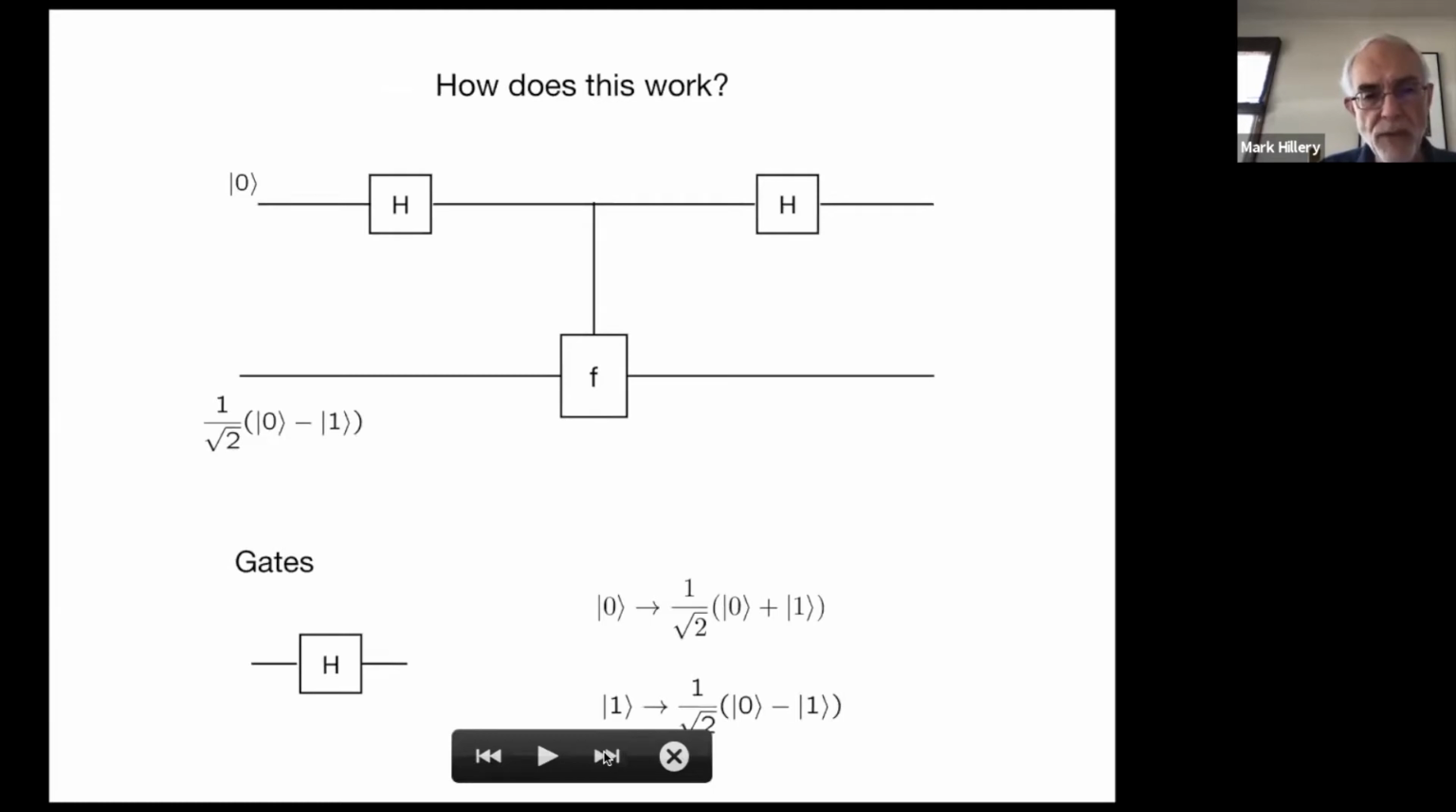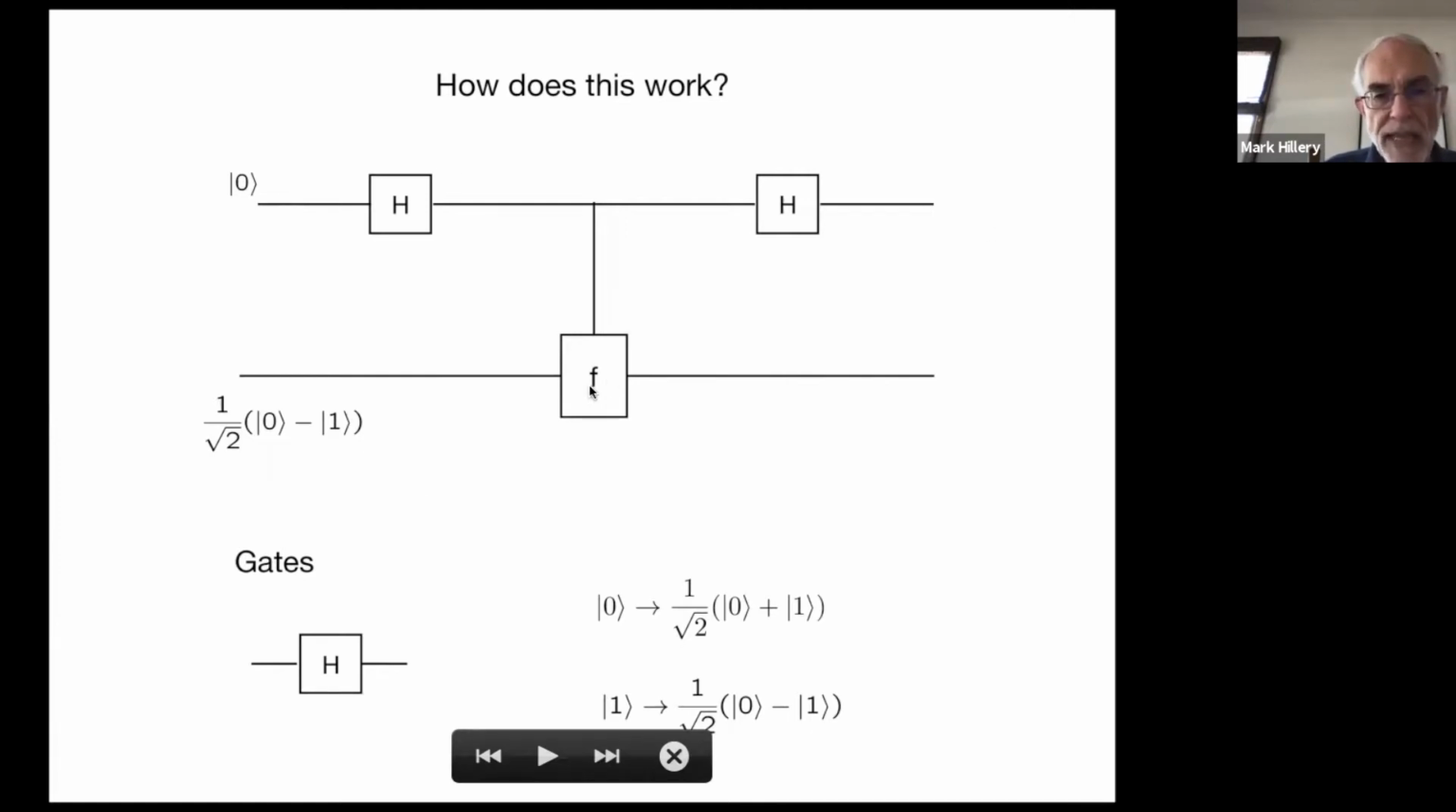Okay, here, this is how it works. This is the quantum circuit. So it's a 2-qubit circuit. And so the first qubit goes in state 0, and the second qubit goes in this 1 over square root of 2, 0 minus 1, okay, the superposition state.